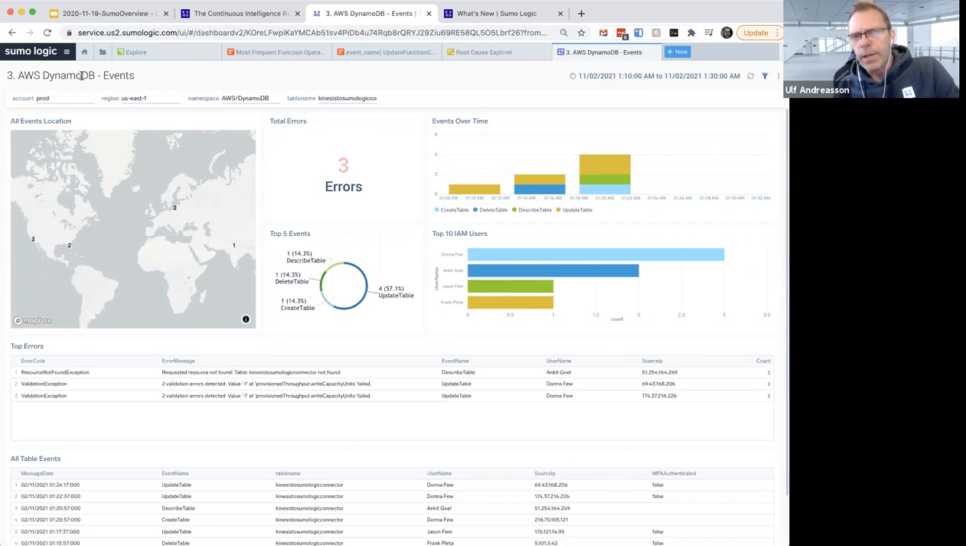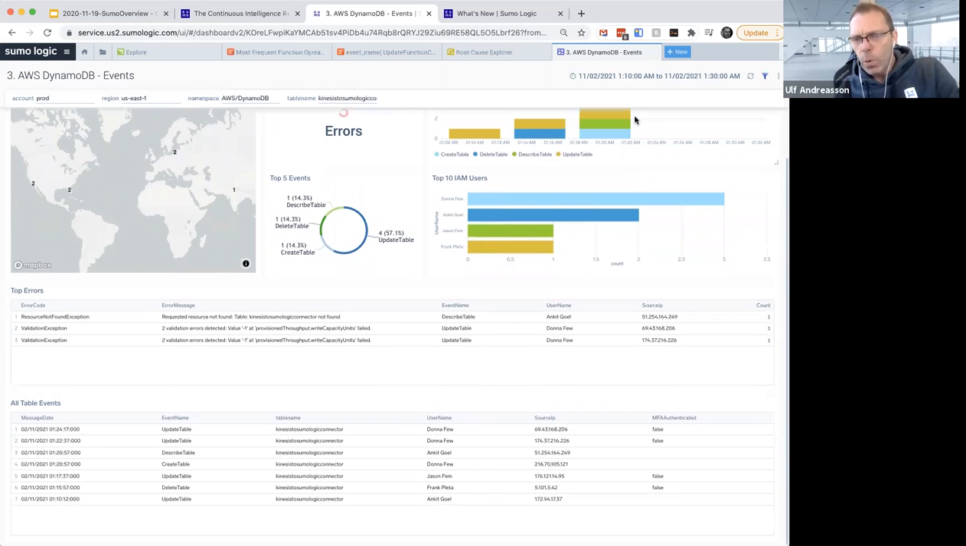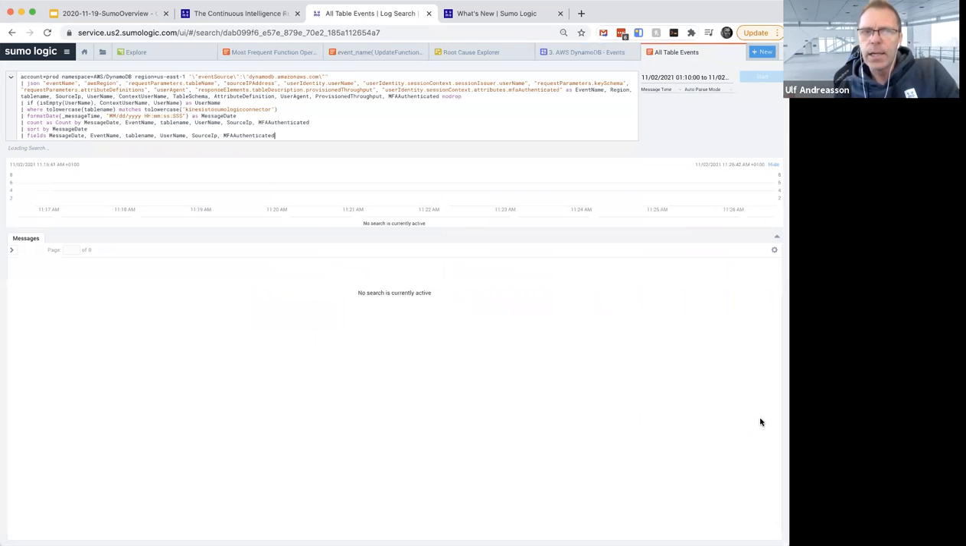Now, the beauty with this is that I selected a specific event that happened here that has drifted away. When I come into the DynamoDB events here, I have all that context with me. So we're looking at the specific namespace, the table name, and even the specific time frame. What I want to look at is the all table events, because I suspect that something's happened here that could be of interest. And I go into a search of this to get the details.